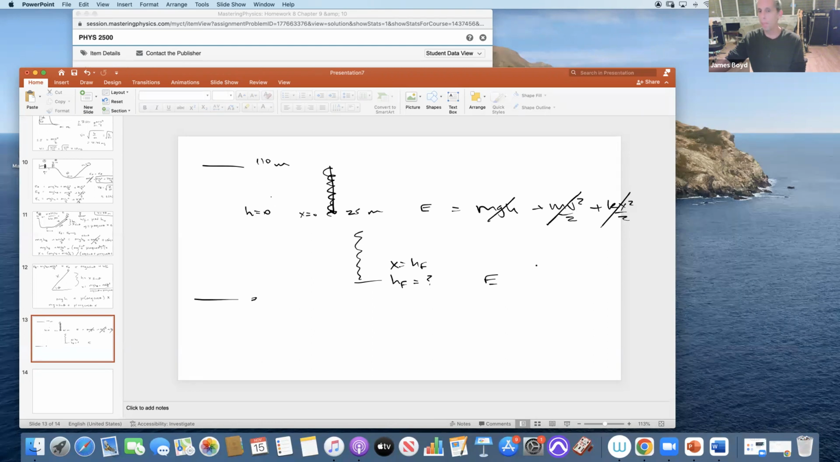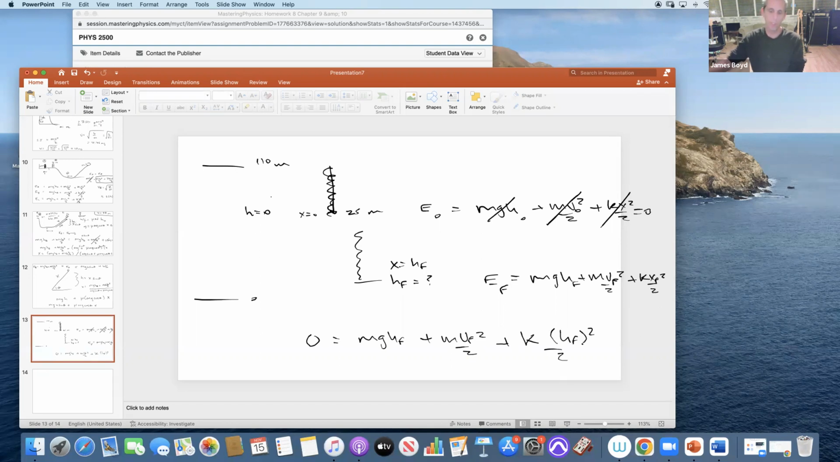I'm starting from rest, and then my final is mgh plus mv final squared over 2 plus kx final squared over 2. Now, setting these two things equal to each other, I get that 0 is mgh final plus mv final squared over 2 plus kx final, but x final is also h final, squared over 2. And I want to figure out what is h final.